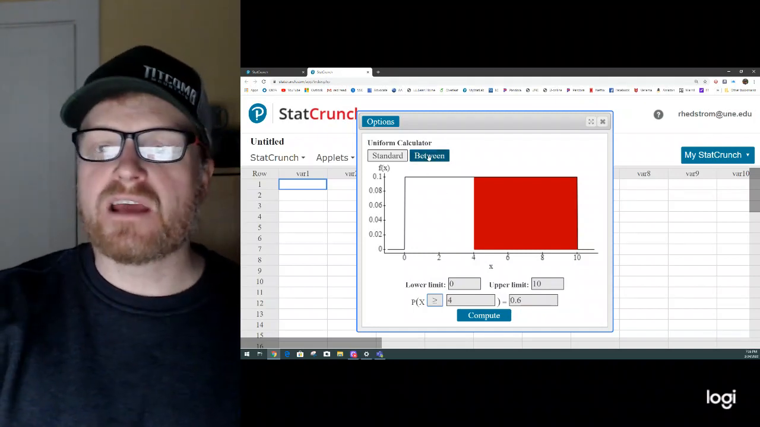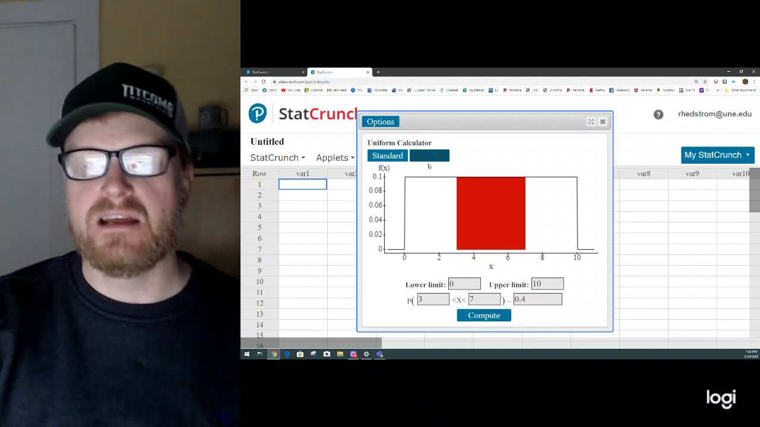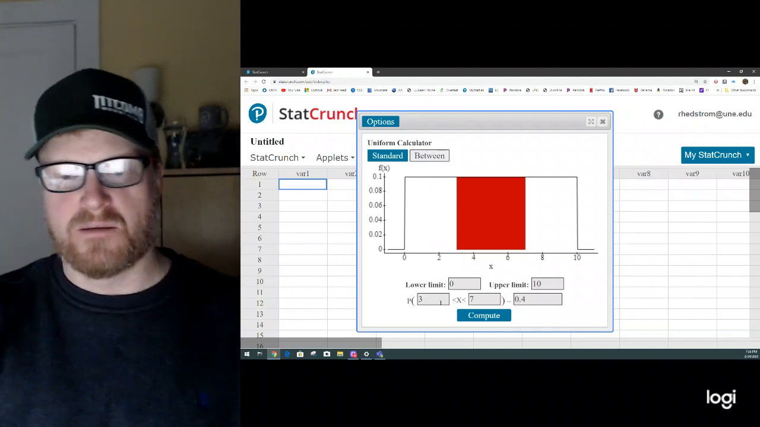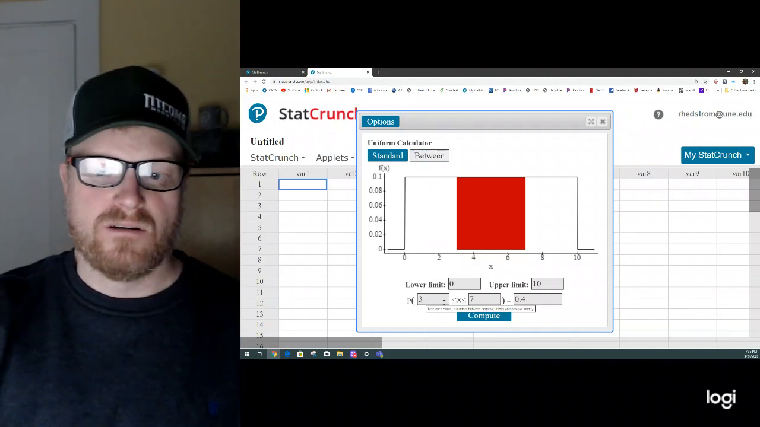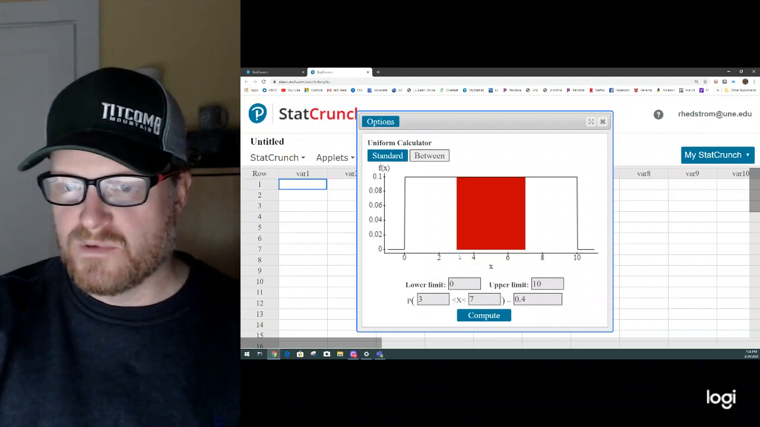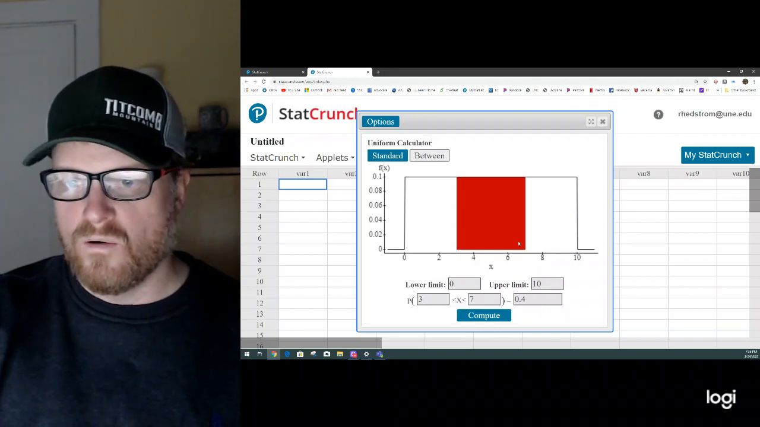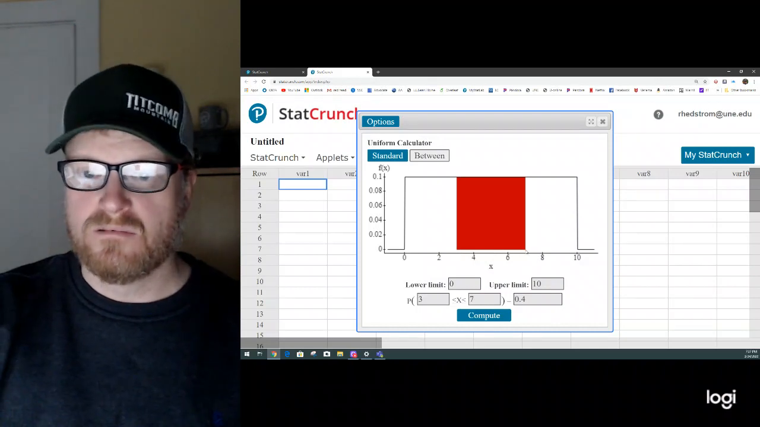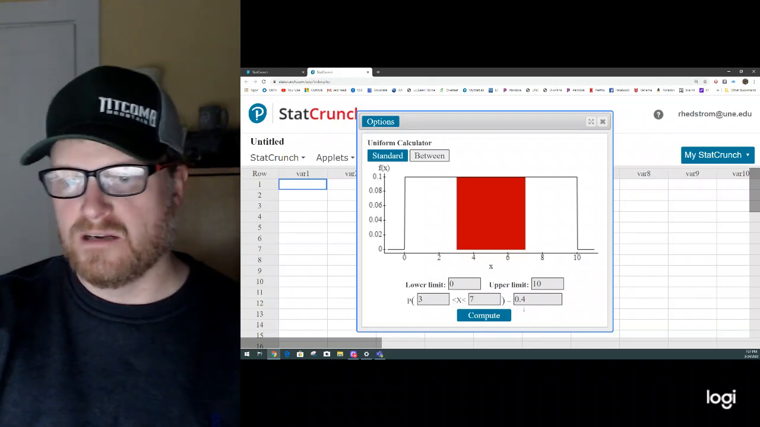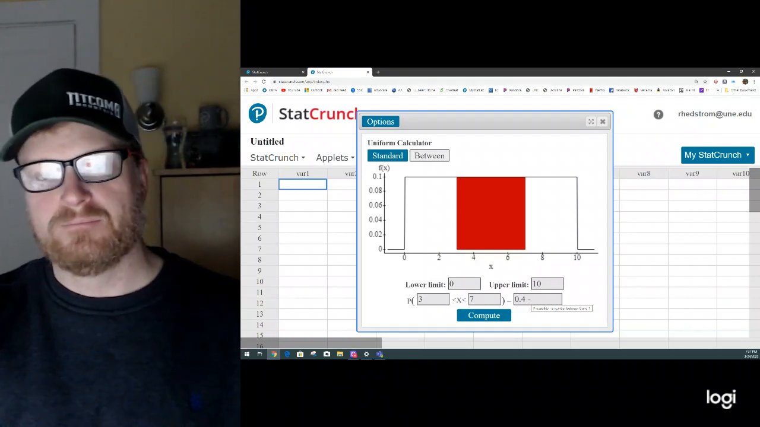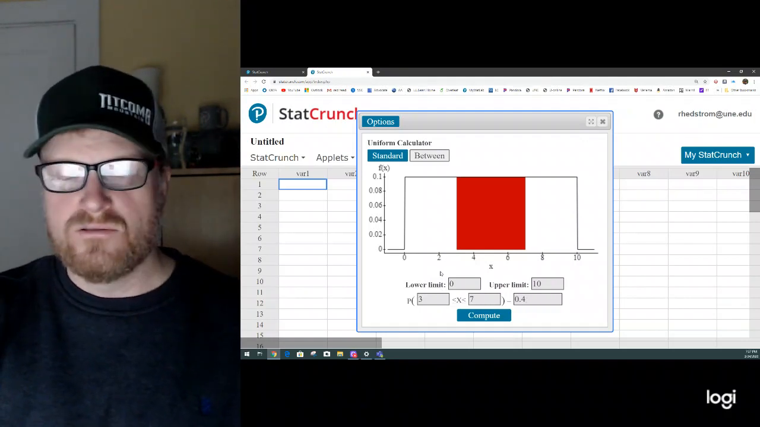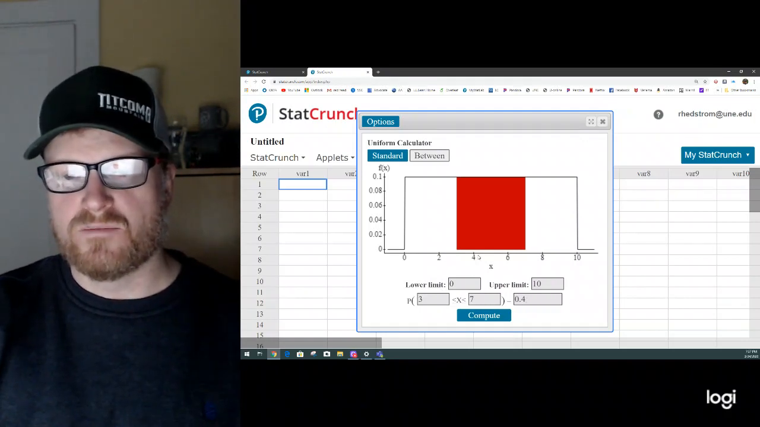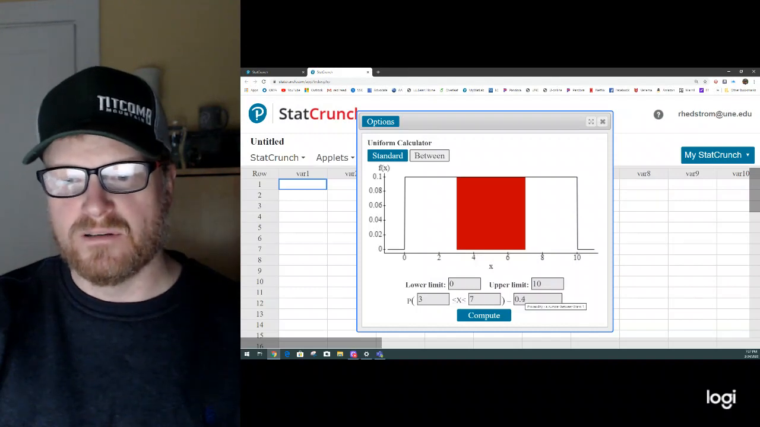We can also calculate values in between any two values. This is the example that pops up immediately. That's the probability that a value is between 3 and 7. Well, the difference between 3 and 7 is 4, and 4 times 0.1 is going to be 0.4. And so we can use this uniform probability distribution calculator to find these probabilities.